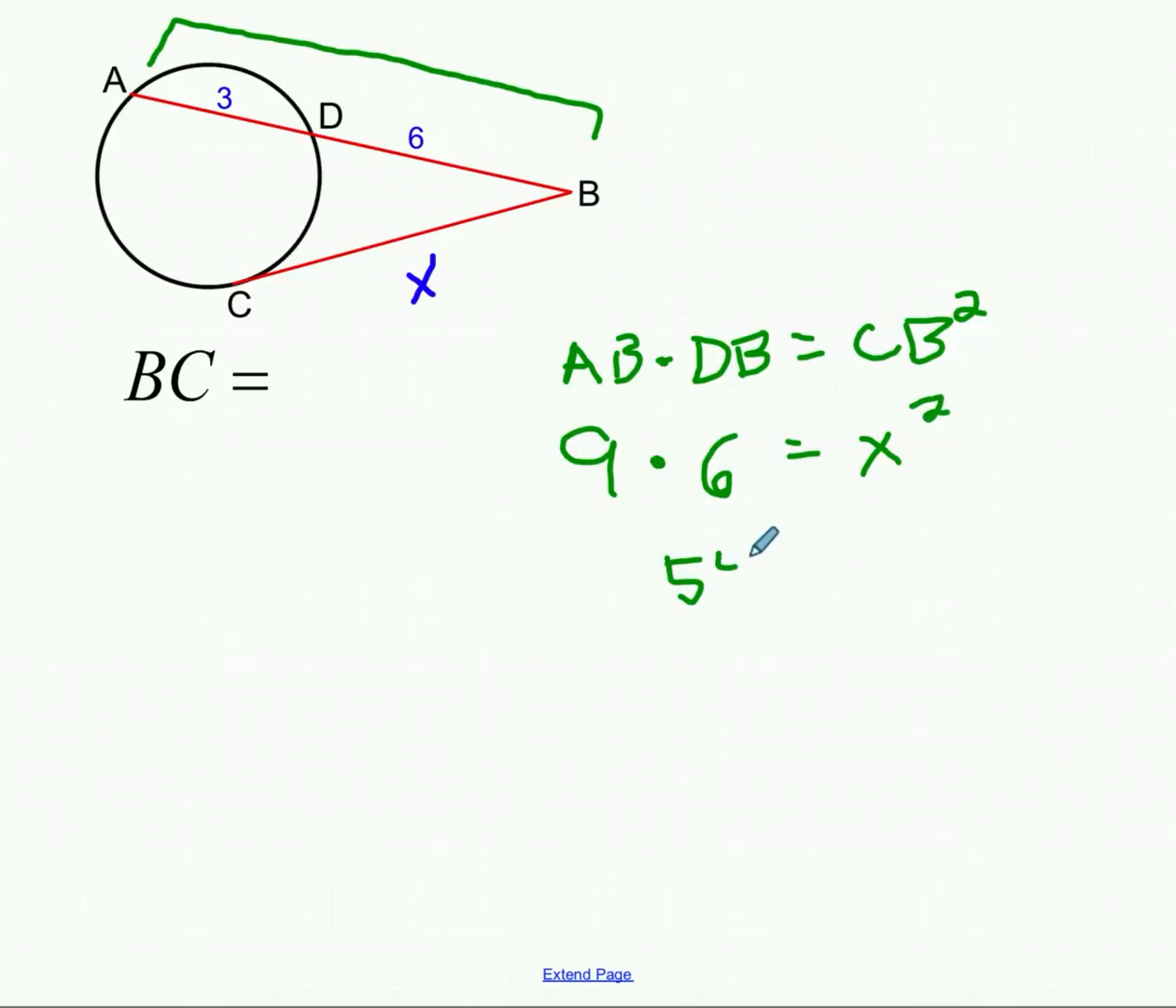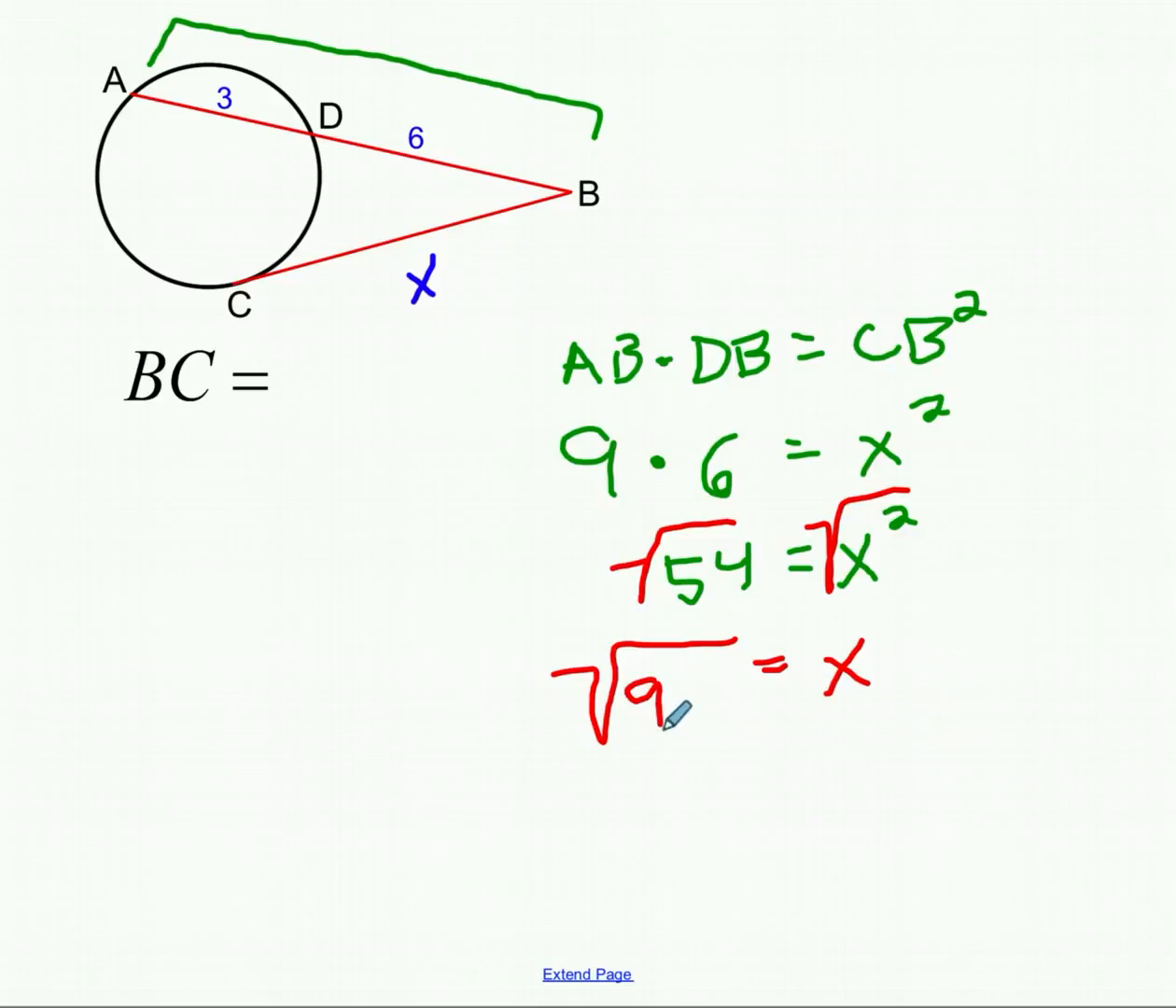9 times 6 is 54. That equals x squared. And now to get x by itself, I need to take the square root of both sides and then simplify this radical to get x. Square root of x squared is just x. Square root of 54, we've already seen that it's 9 times 6, so that's the same as the square root of 9 times 6. And I wrote it this way because 9 is a perfect square, so that can come outside of the radical. I can't do anything with this 6, so it just stays there. So x is 3 root 6, which is BC. So BC is 3 root 6. Okay.